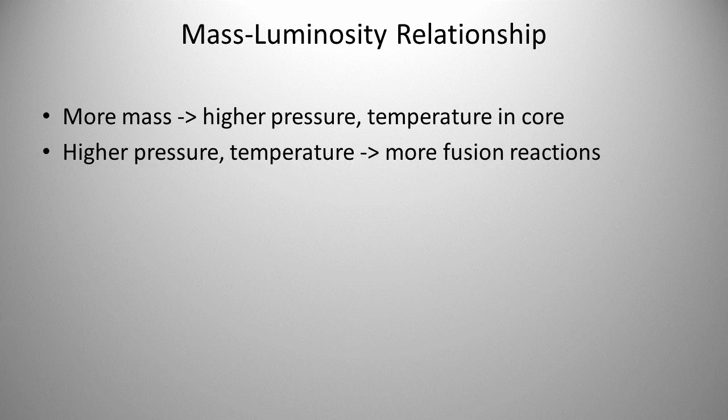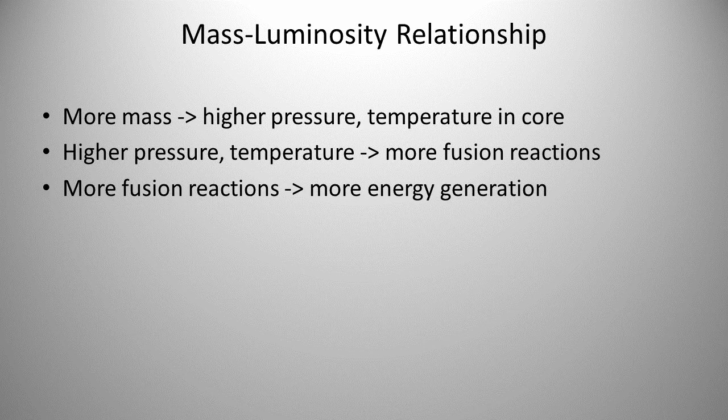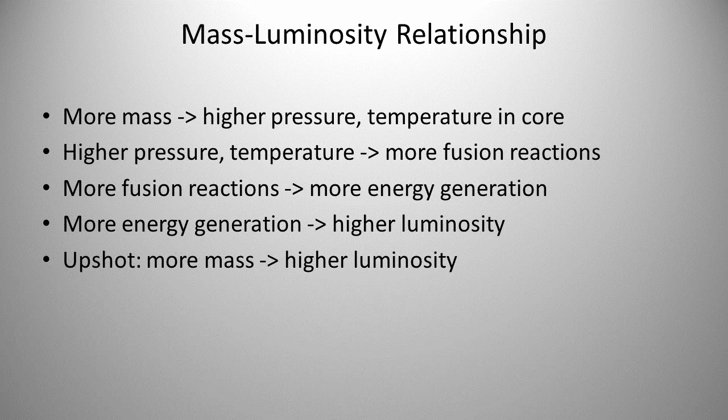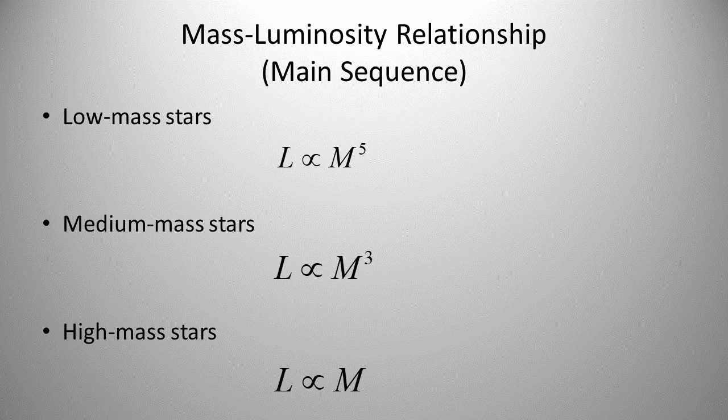The rate of fusion reactions that happen in the core depends on the pressure and temperature. More pressure, higher temperature means more fusion reactions. That means more energy generation. That means higher luminosity. Put it all together and you get more mass means higher luminosity. For stars that are on the main sequence in the HR diagram, the luminosity is proportional to a power of that mass. Now, it's a little more complicated than that, so the value of the exponent is actually a little different for different mass ranges.